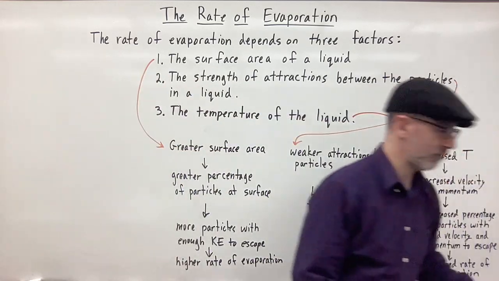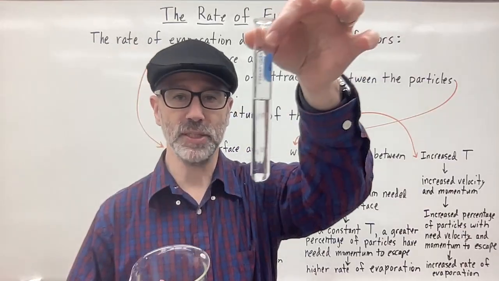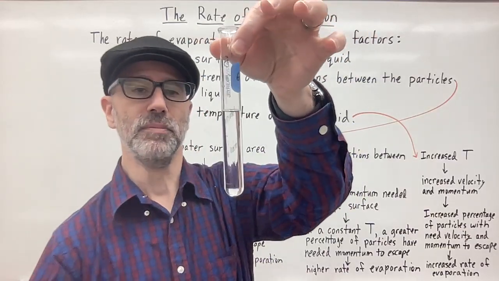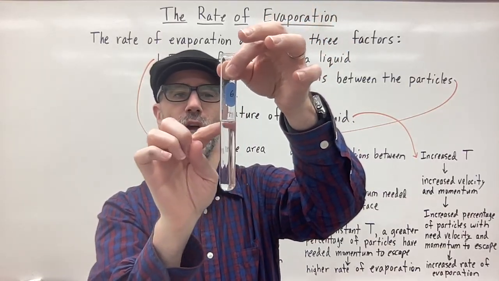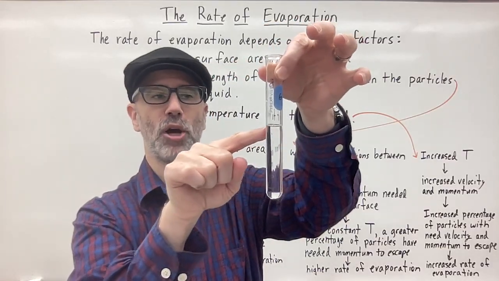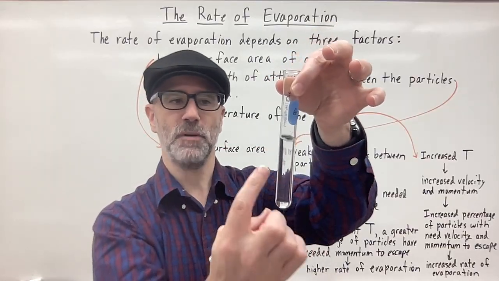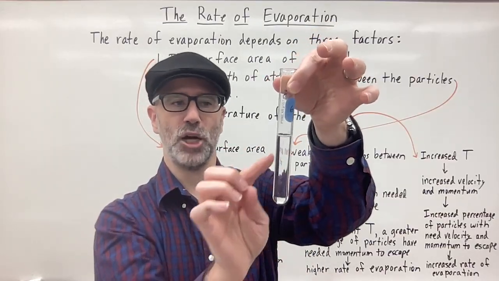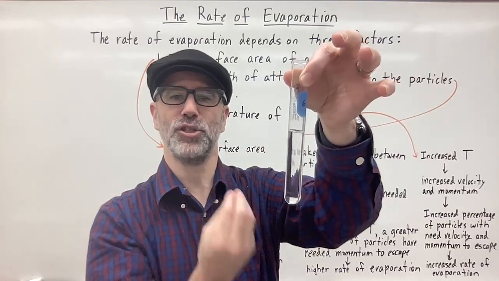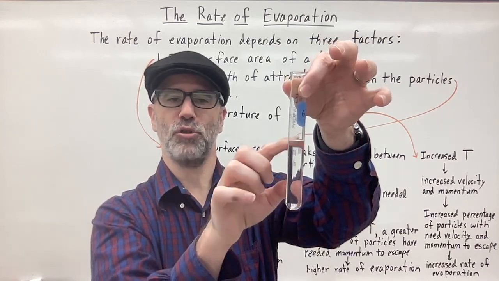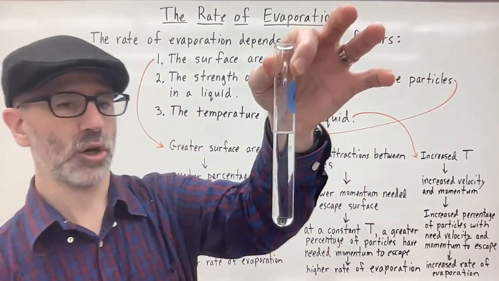So here I have an example, right? I have a test tube with water in it. You can see there's a bit of water in there, but notice the surface area is really small. So only the water molecules at the surface are going to be able to escape. All of the other water molecules are trapped, right? They can move around and go to the surface, but there's only a certain amount of room at the surface. So if another water molecule goes to the surface, that's going to push another water molecule down.